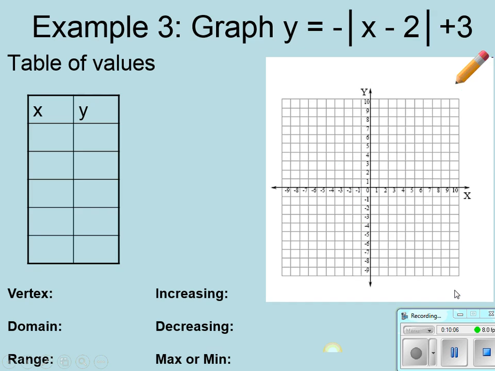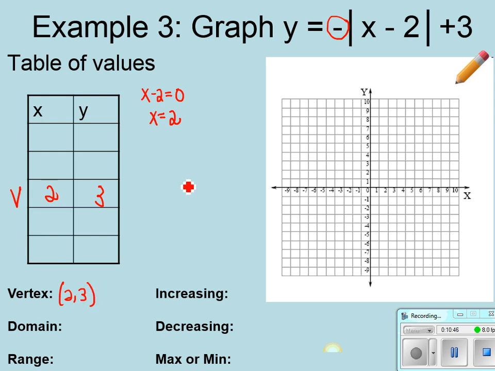We will do one more. This time we have a negative out in front of our absolute value, so we have to take that into consideration. So the first thing we need to do is take what's inside and set it equal to 0. X is going to be 2. Put the vertex in the middle of our table. If I plug 2 back in here, I'm going to get 0. The absolute value of 0 is 0. 0 times negative 1 is 0. Plus 3 is 3. So our vertex is 2, 3.